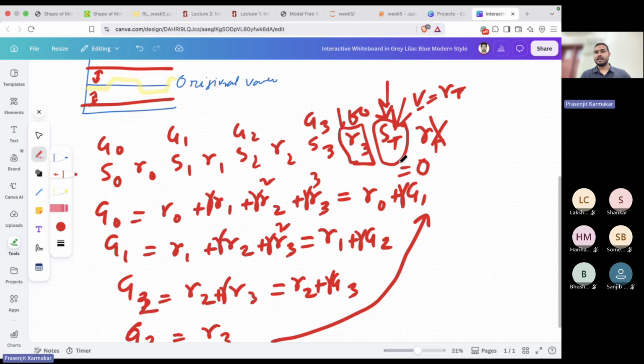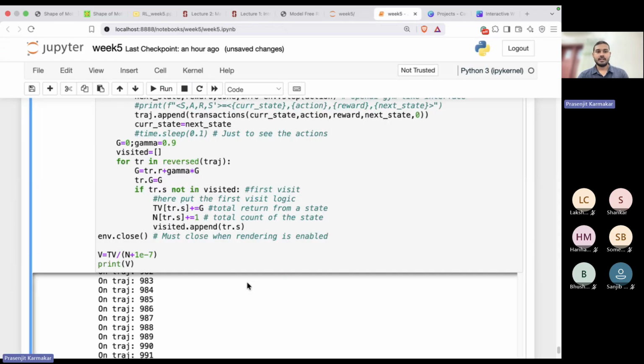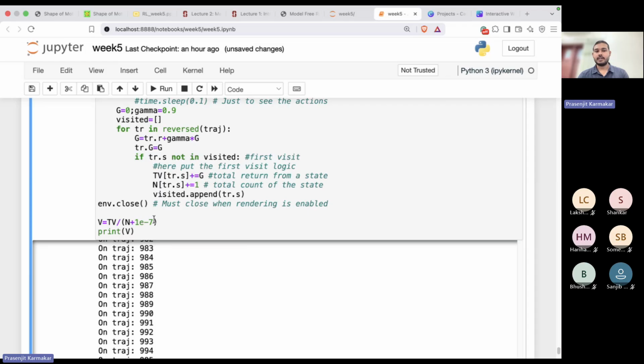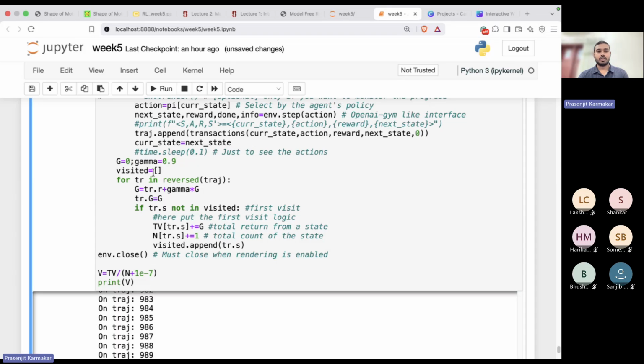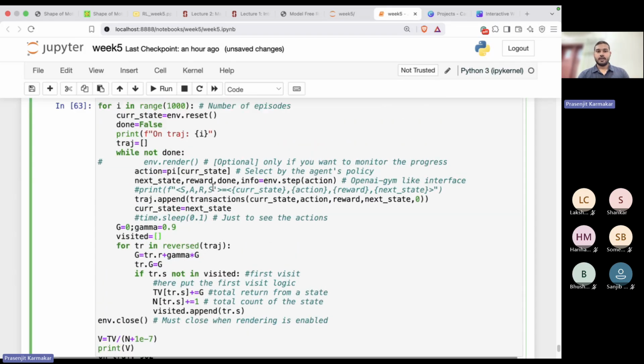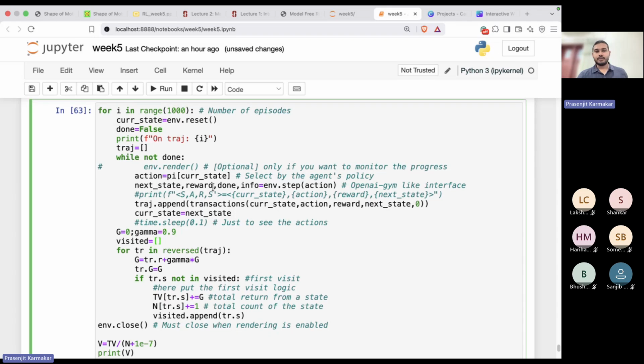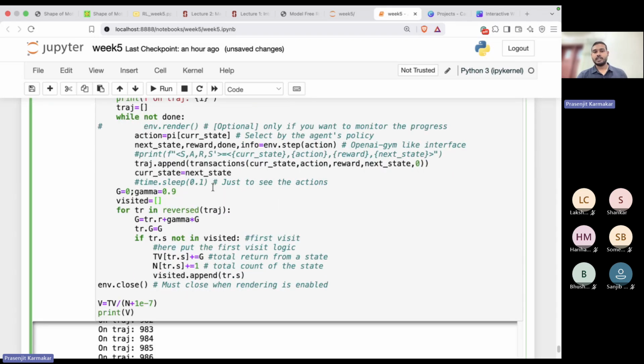Okay, sir. Okay. So that's how you stabilize the division by adding a small number to n, and then you get your value function for first visit. Now for every visit, you just need to comment out this visited logic. That's it.